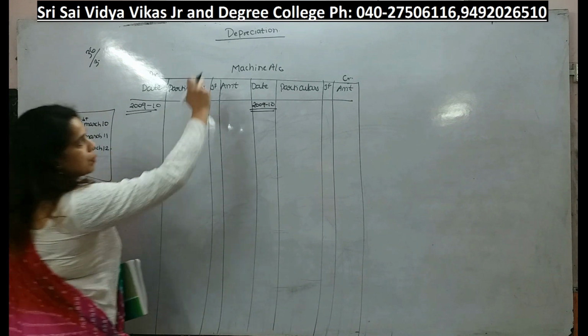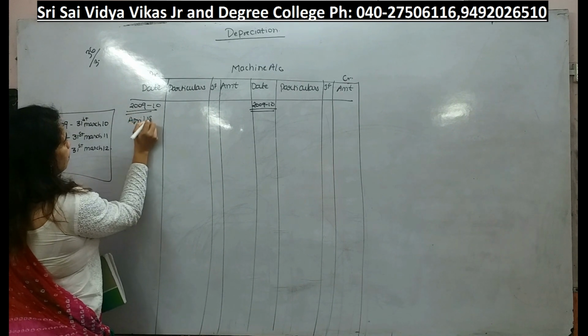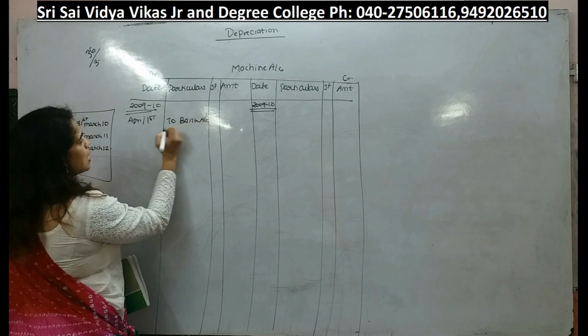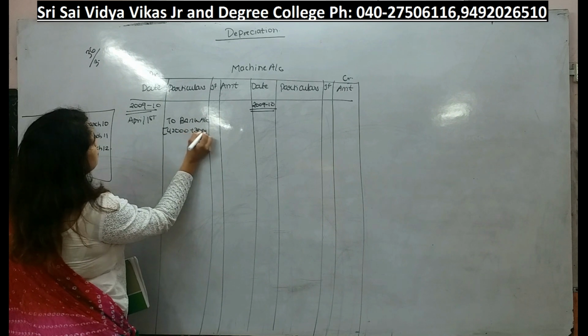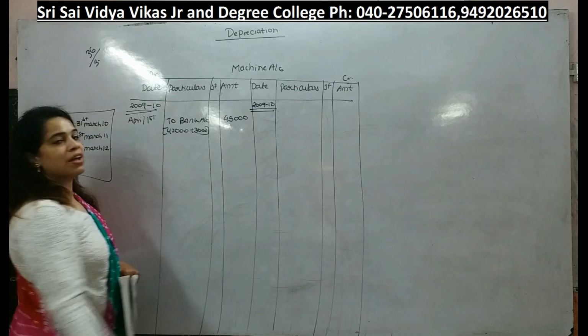So the first entry will be machine account debit. Here I will write the date, April 1st, to bank account. How much rupees are they spending? The cost of the machine is 42,000 and 3,000 they spent for installation. The value will be 45,000.